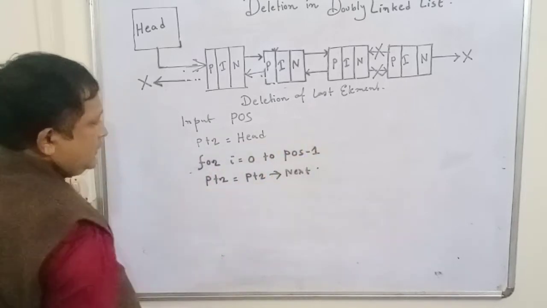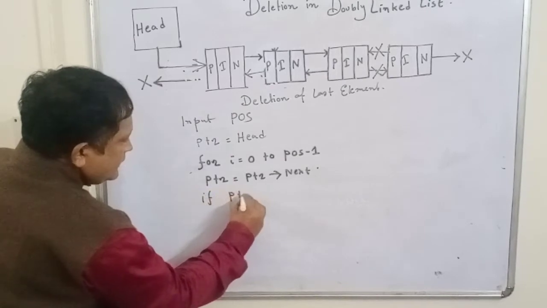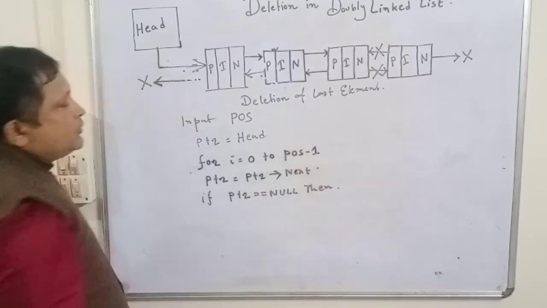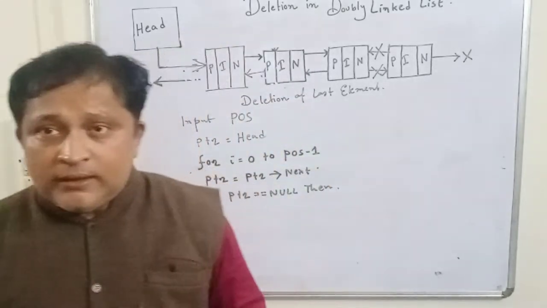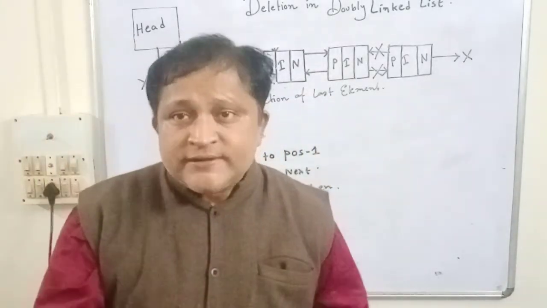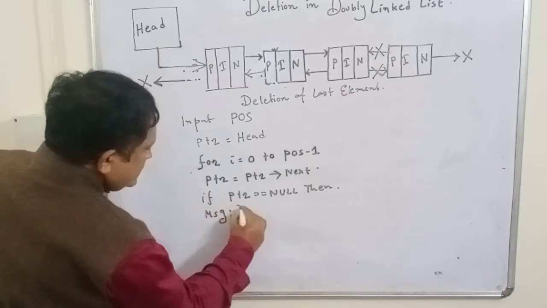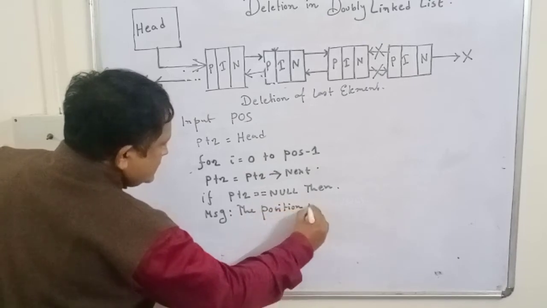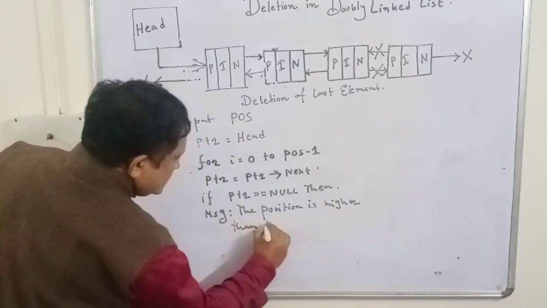So what will happen? En route, if PTR is found to be null before reaching the position where we want to delete the element, if there is no existence of that node, then we can display a message: the position is higher than the size of the linked list.